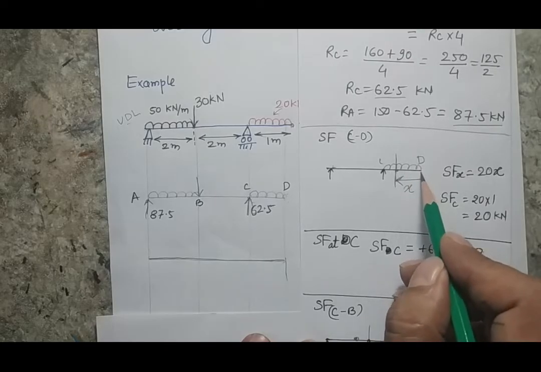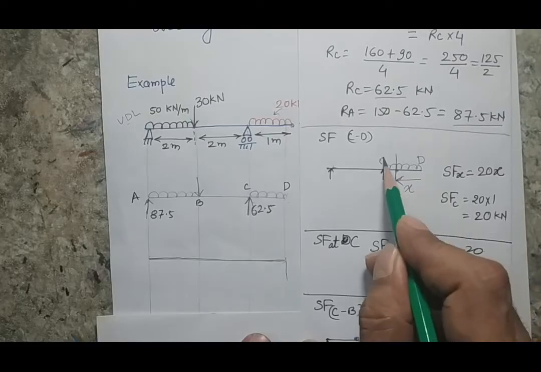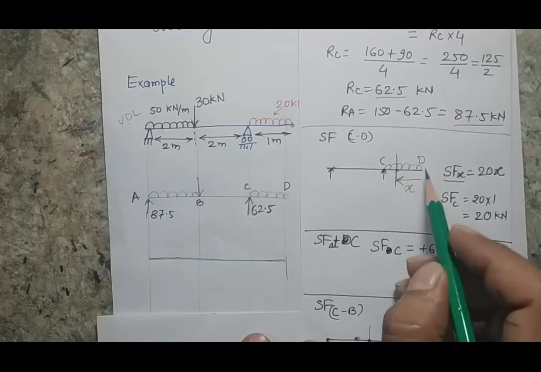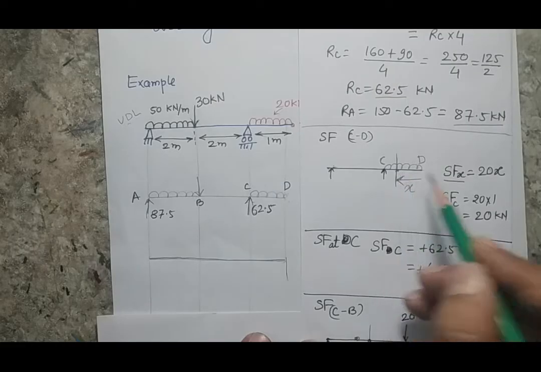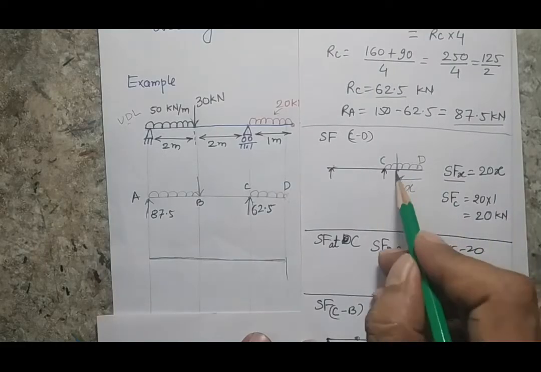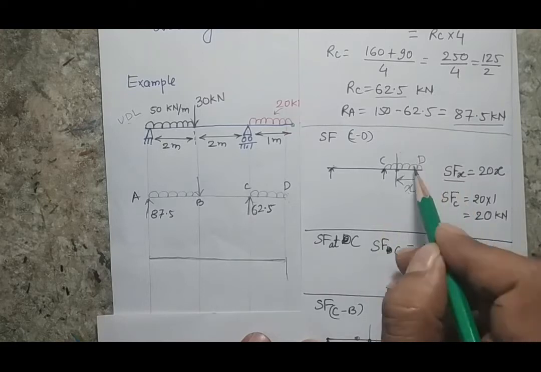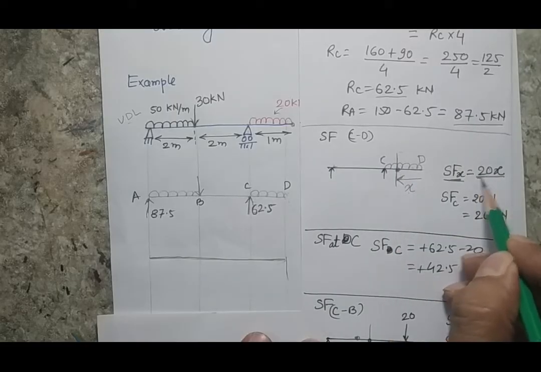Because whatever equation I calculate for this point will be valid up to point C. So what is my shear force at point X? I know that as I move from right to left, whatever force comes in my path will be subjected as a shear force. So for this length, the force will be X into the intensity of the loading, that is 20. So my shear force at point X will be 20 into X.